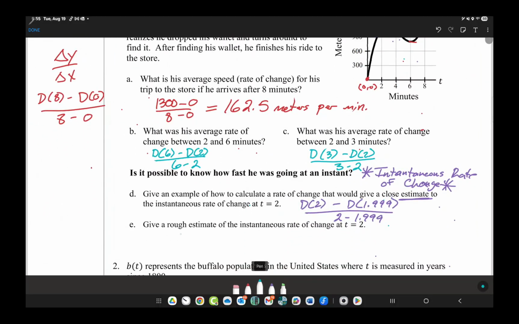So we said delta y is 300, delta x is 2. So my instantaneous rate of change, my estimate, would be 150 meters per second. Per minute, yes, that's correct.